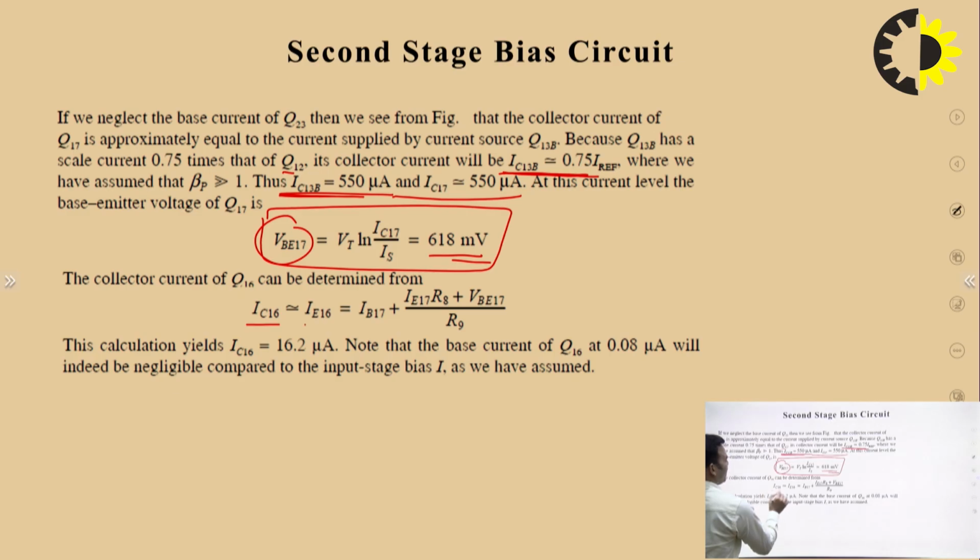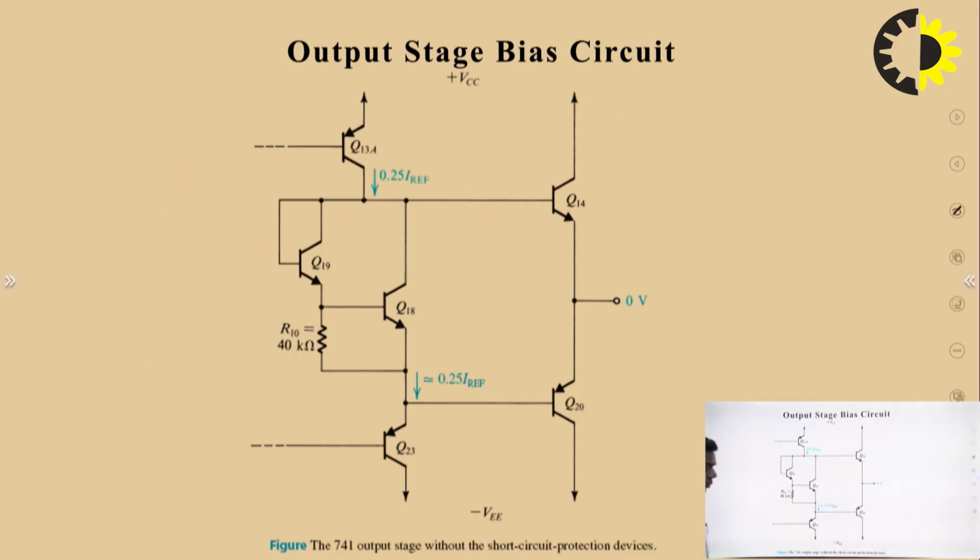To find IC16 and IC17, we can apply Kirchhoff's current law just as in the case of the first stage. So you will get IC16 equal to 16.2 microampere. This is how we can do the DC analysis of the first and second stage.